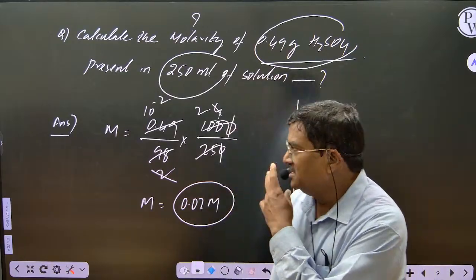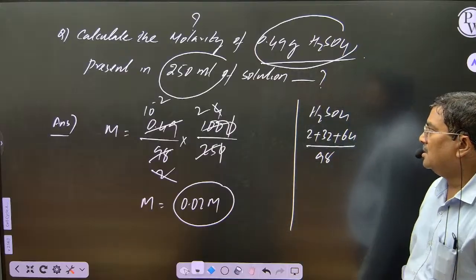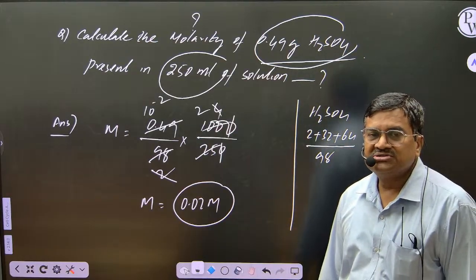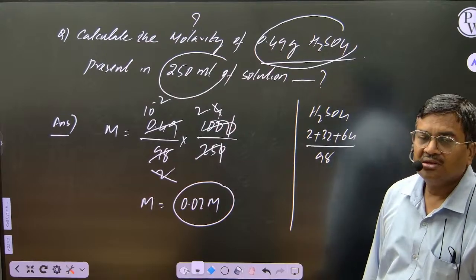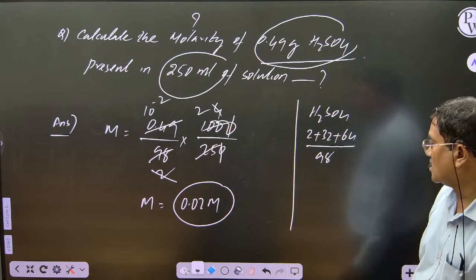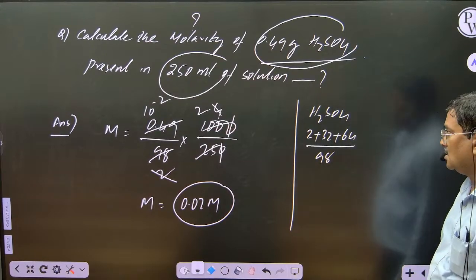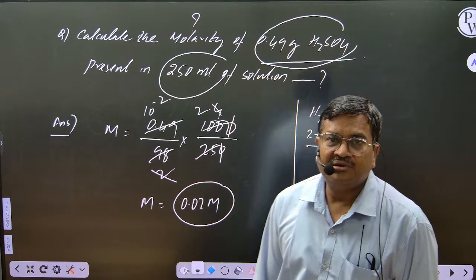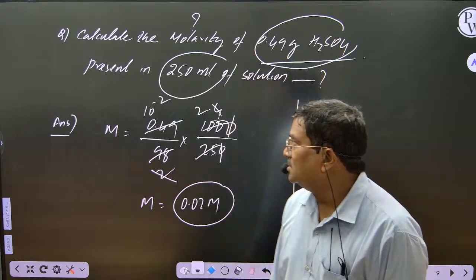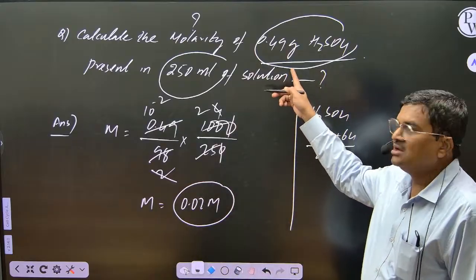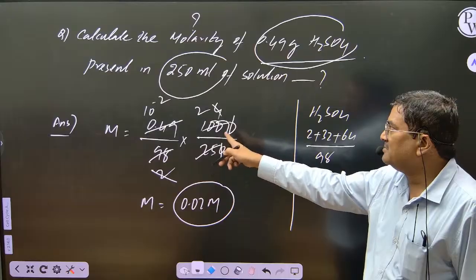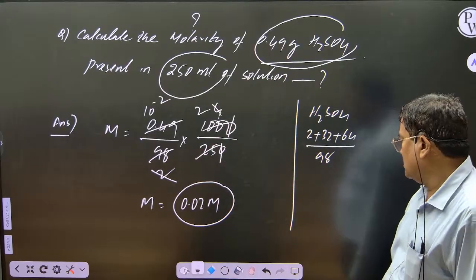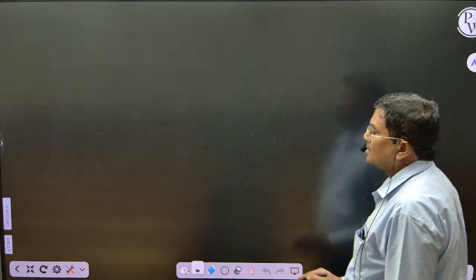From the exam point of view, they ask integer type, or in the numerical part, they will ask you to find concentration. Copied, right? Next question. Copied all of you? Clear, no? So no doubt in this. So molarity, how do we get? Mass divided by molar mass into 1000 by 250. Right, next question.